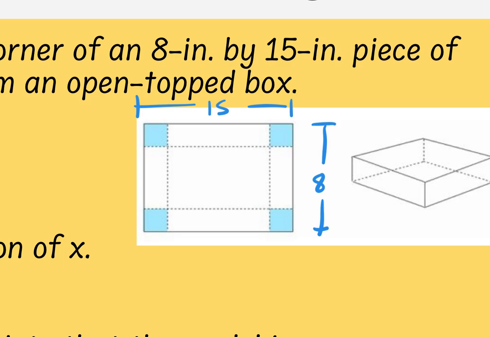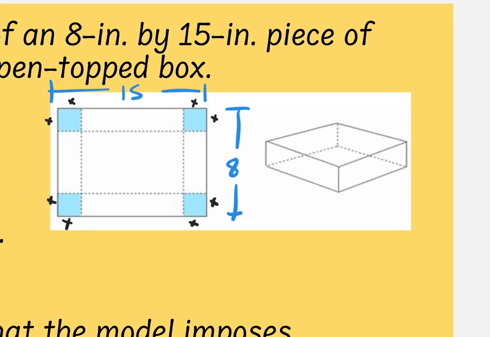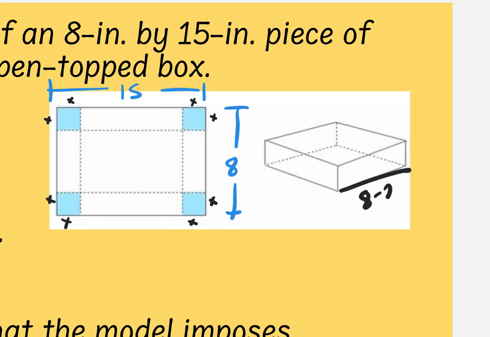We took off an x on each side, yes? Because technically this is x, and this is x, and this is x, and this is x, and this is x, and this is x, and this is x, and this is x. So how did that change my width? It's no longer 8, it's what? 8 minus 2x. Good. So this now becomes 8 minus 2x. And how did it change your length? 15 minus 2x.